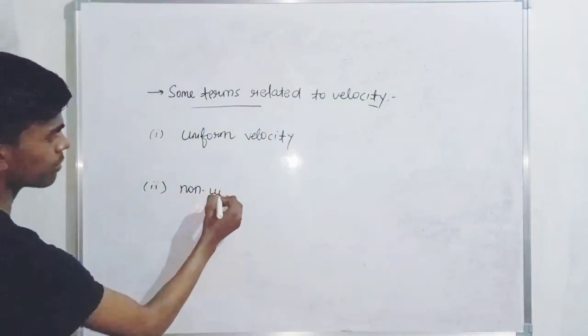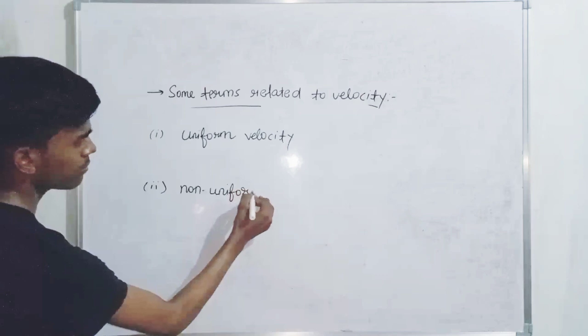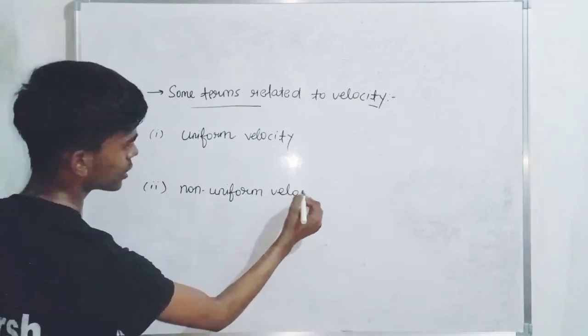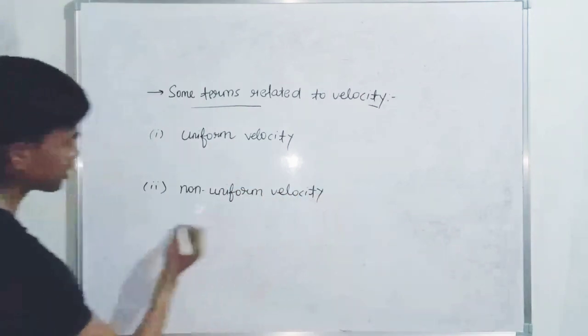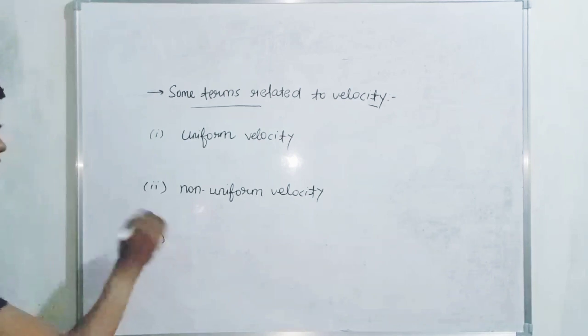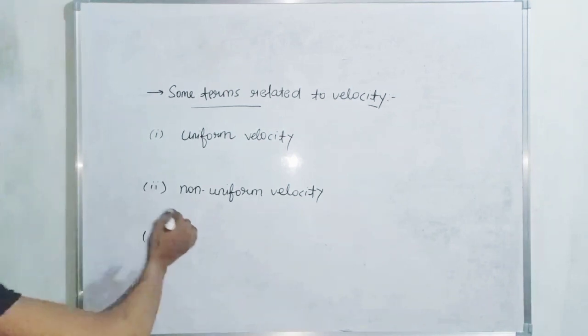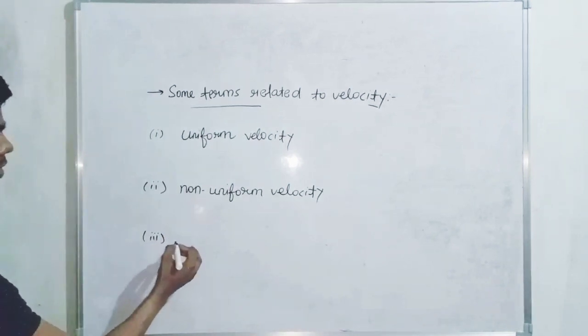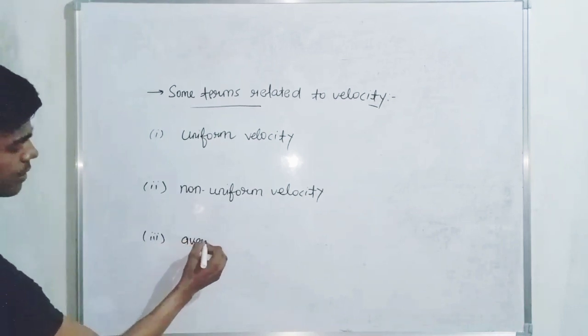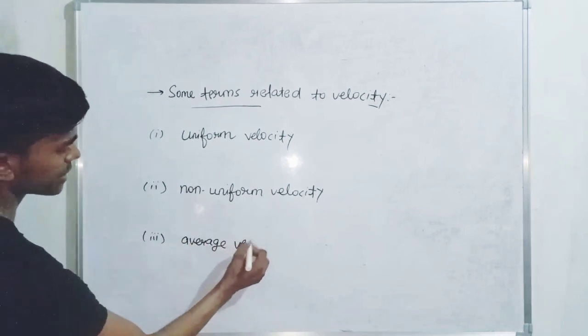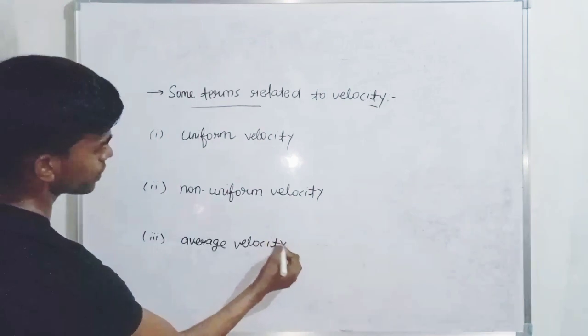Okay, non-uniform velocity, and then the other term, which is among the four terms included in the previous heading, which is here average velocity, and the last term is the instantaneous velocity.